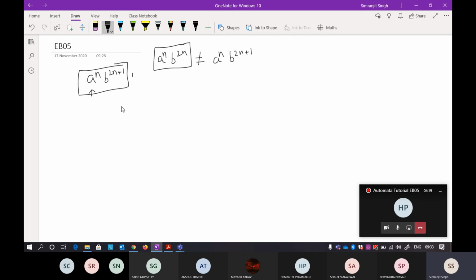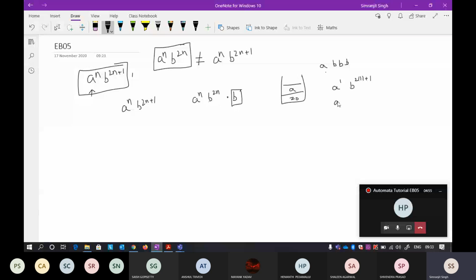Okay, so how can you build a particular PDA for this? It is very easy. You build the automata for a raised to power n b raised to power 2n. Now, when you see a single b at the end, you just accept it. So it will happen like that: z naught, then there is an a. If there is one a, then b's will be 2 plus 1, so it will become a1 b3.